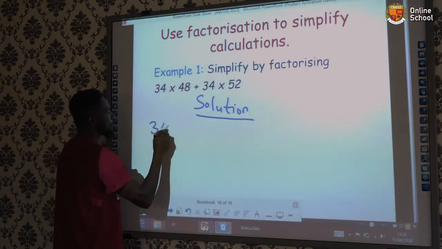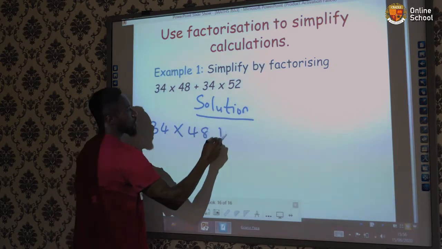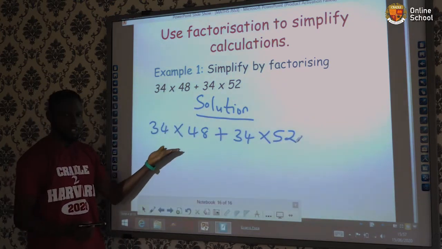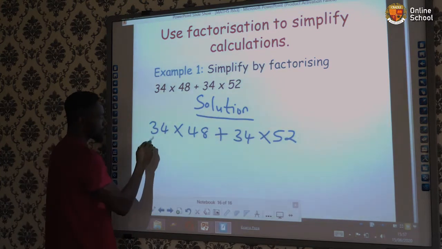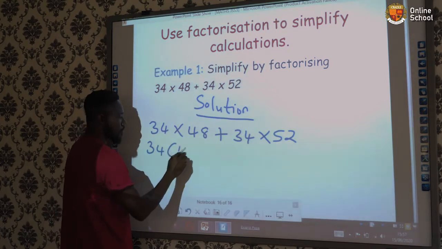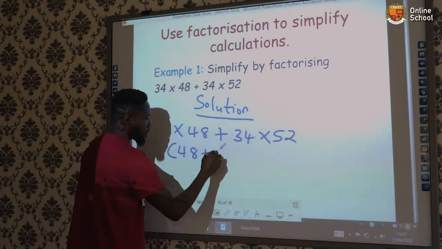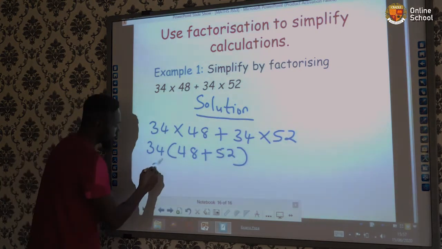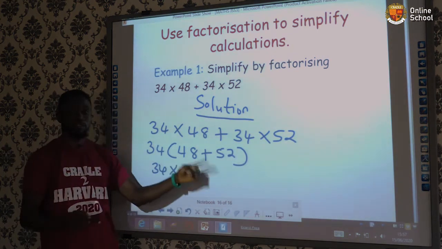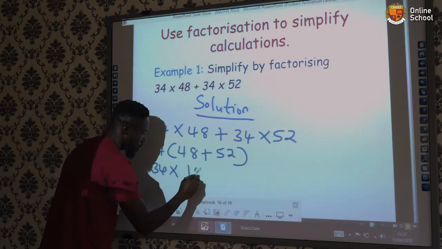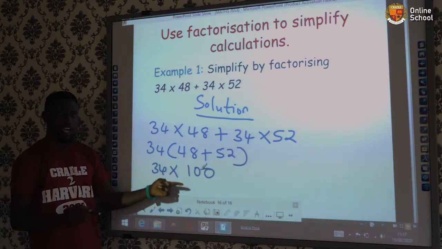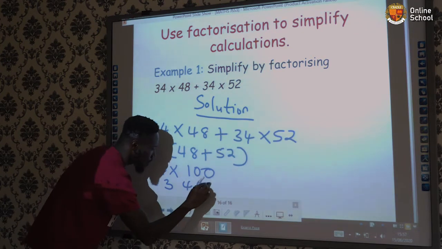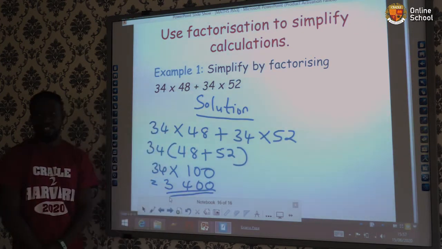The question says 34 times 48 plus 34 times 52. There is something common between this term and this term. And what is that? 34. So you pick 34 and you put the rest in the bracket. You have 48, your plus sign, 52. Now, solve what is in the bracket first before you apply what's outside. So you have 34 times 48 plus 52 will give us 100. So you see 34 times 100 is going to give us 3,400, and that is the answer to this question.